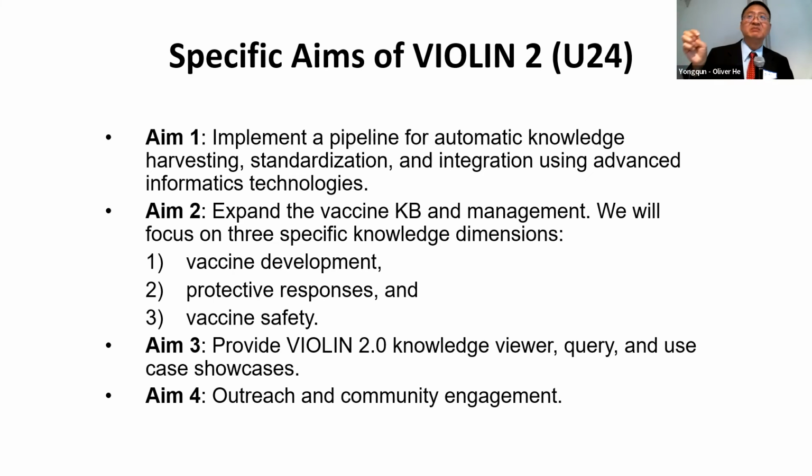The vaccine development side can include vaccine formulation, and you can get more data. The data also has to be annotated or use ontology, standardized in a way that machine learning programs can use more directly and effectively. So a lot of opportunity can be done in that area. And then Aim 3 is more like the front end, to provide VIOLIN 2.0 knowledge viewer, query, and use case showcases.